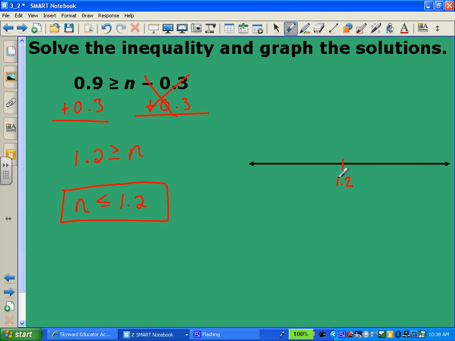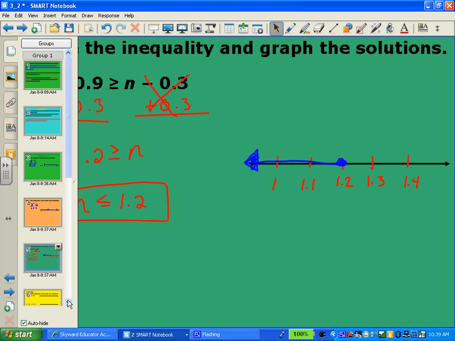So my number line, I put 1.2 on there. Remember, I have to have at least 5 numbers. I'm going to put those on there. This one I have a closed circle because it's less than or equal to. And since it's less than or equal to, my arrow is going to the left. Okay?